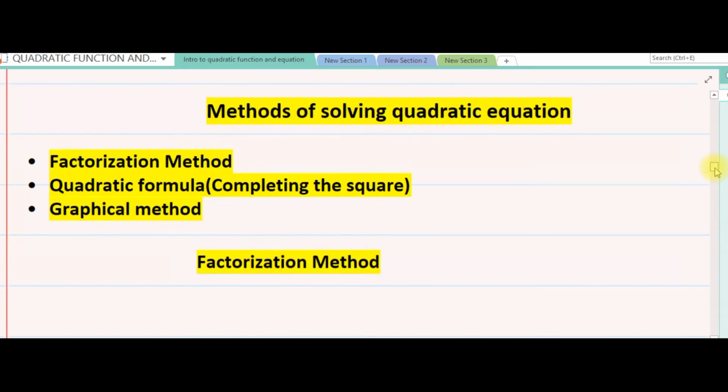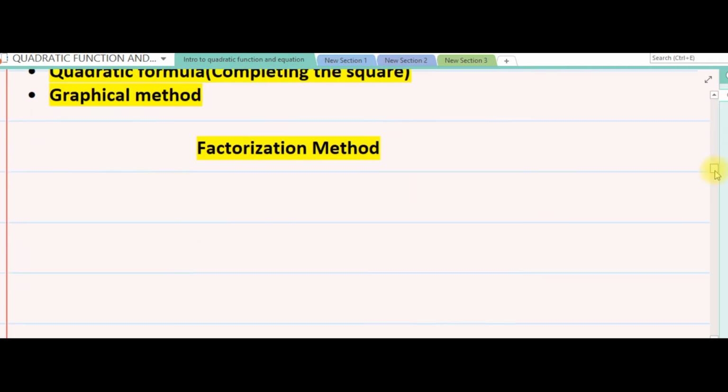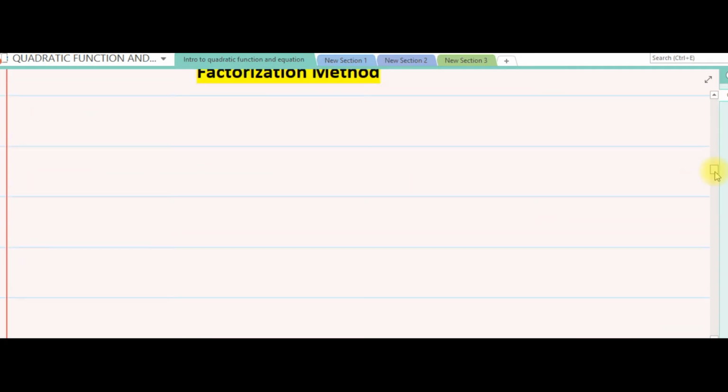So the first method we are seeing here is the factorization method. So we have three methods. The first method is the factorization method. Second one is the quadratic formula, that's completing the square, because completing the square is just a proof of the quadratic formula, so I see it as the same. So finally, the graphical method. This one is now plotting of graph. So we now take it one by one. So the first one is the factorization method.